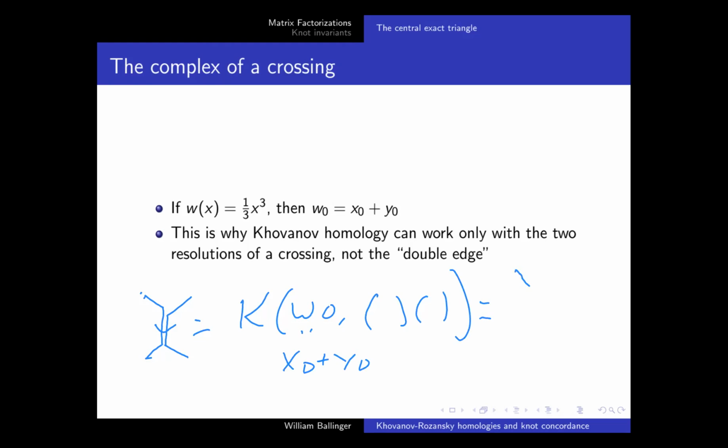You can think of this as being like this, because this is imposing the relation x0 equals minus y0. You have to sweat a little bit about orientations. That turns out not to be a gigantic issue. Because if we follow the orientations, we'd be in a bit of trouble. And this ultimately is why, for Khovanov homology, the original SL2 Khovanov homology, as opposed to the more general SLN version, you don't need to work with this double edge. You can just work with the two resolutions of a crossing, because of this nice algebraic coincidence: it's the polynomial 1/3 x cubed that is the potential in the Khovanov setting.